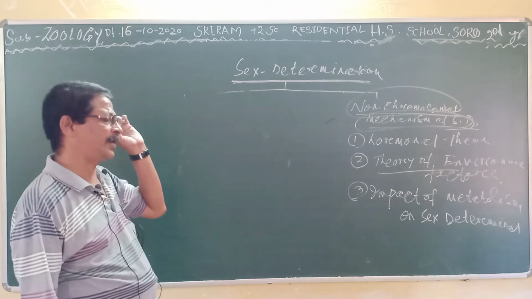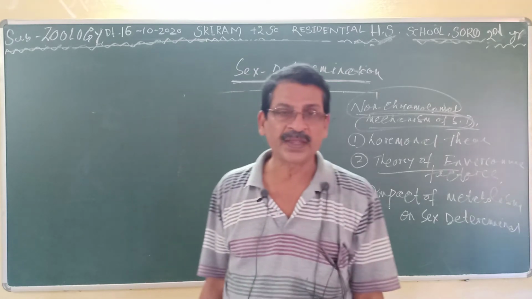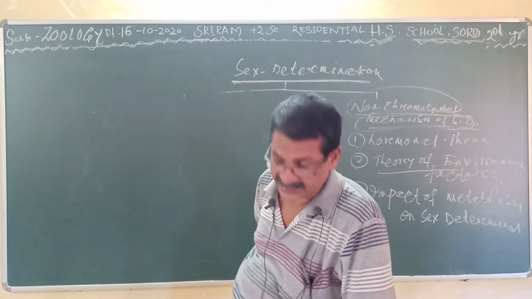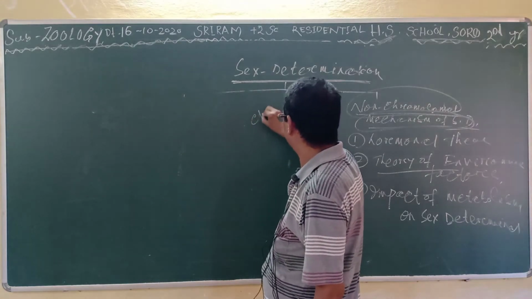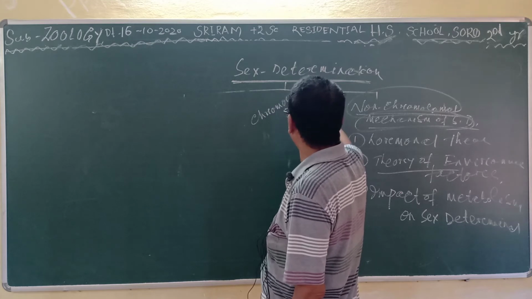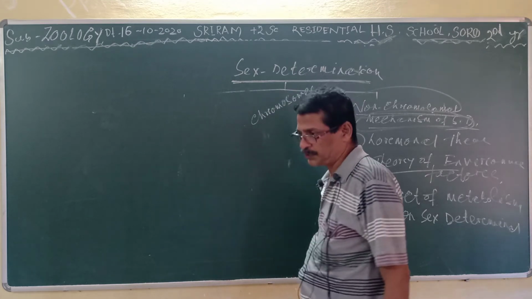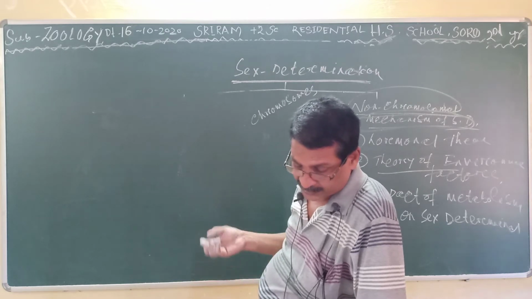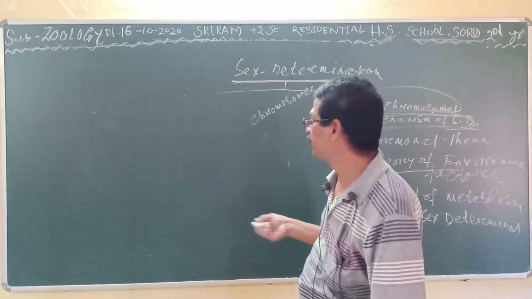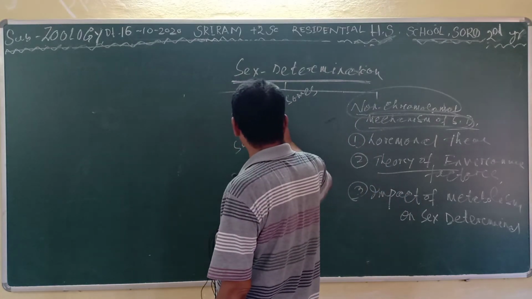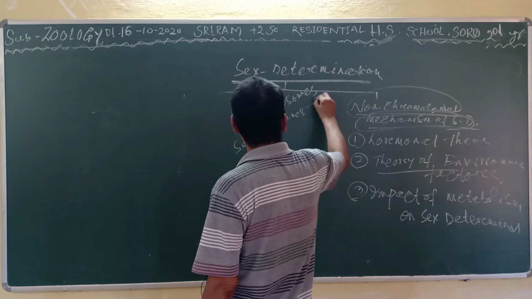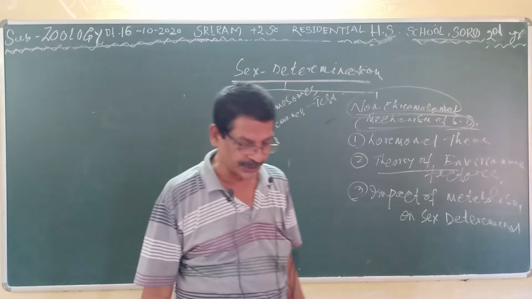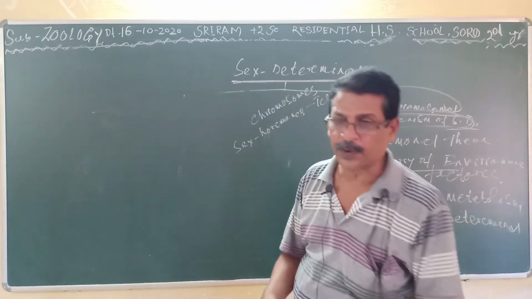First of all, the hormonal theory. We know, no doubt, that sex is determined by the presence of sex chromosomes. But the sex hormones which are secreted by the testis and ovary, that is testosterone, estrogen and progesterone, clear? These are the sex hormones produced by the testis and ovary.